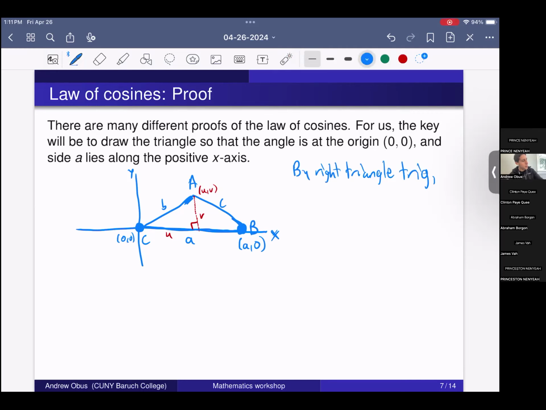I know that the cosine of C is equal to the adjacent over the hypotenuse. That's u over b. And sine of C is equal to v over b, right? Because it's the opposite side over the hypotenuse. I'm applying right triangle trig to this triangle over here that I drew with the altitude. Okay, so that says that u is equal to b cosine of C and v is equal to b sine of C.